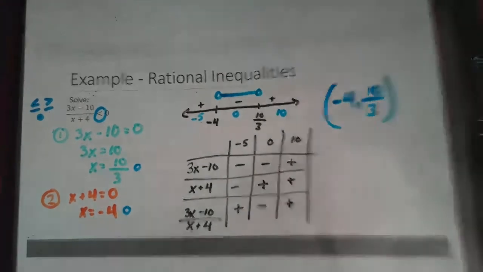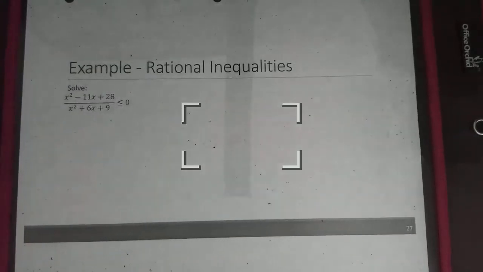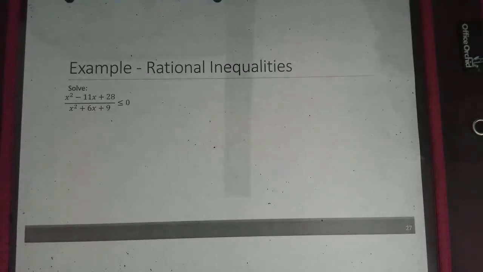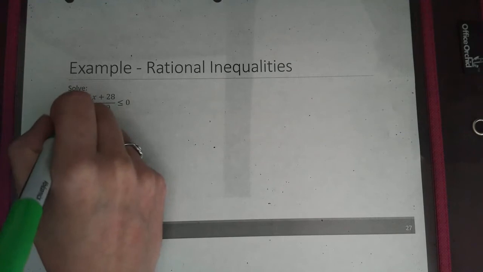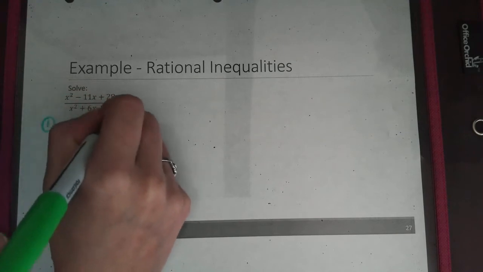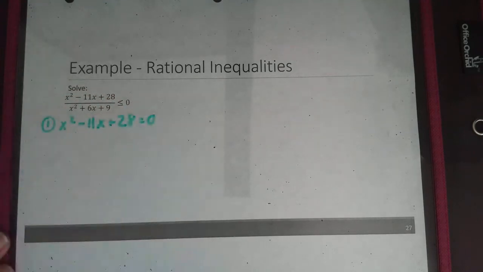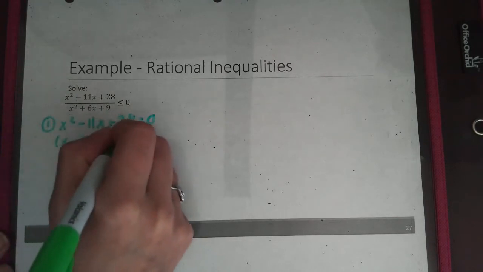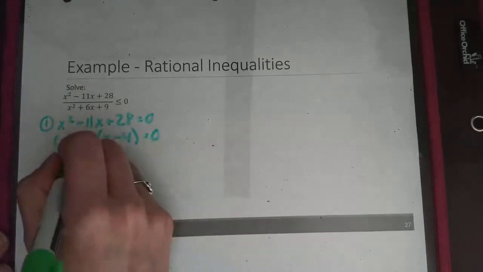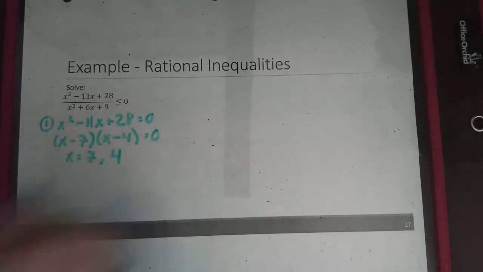We're going to try another one. We have x squared minus 11x plus 28 over x squared plus 6x plus 9 is less than or equal to 0. So for step 1, we set the numerator equal to 0. So that's x squared minus 11x plus 28 is equal to 0. That's going to factor into x minus 7, x minus 4. So that gives me x is equal to 7 and x is equal to 4.